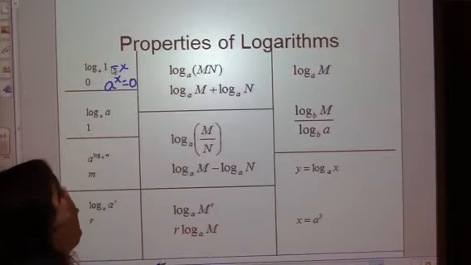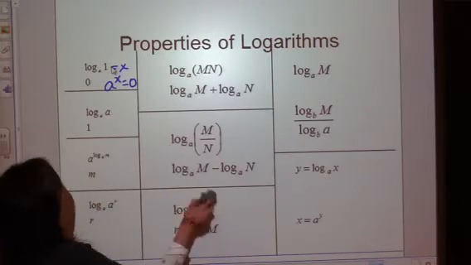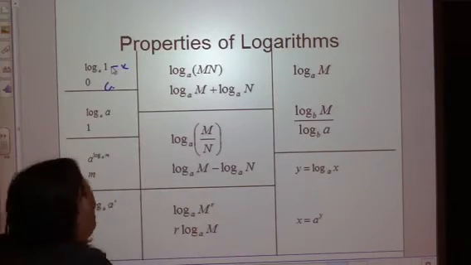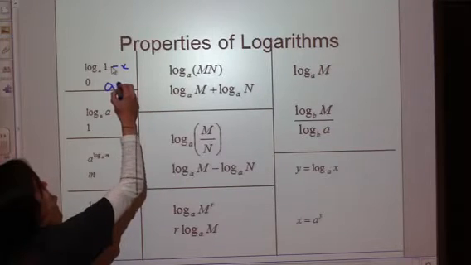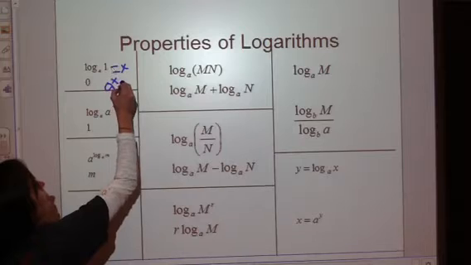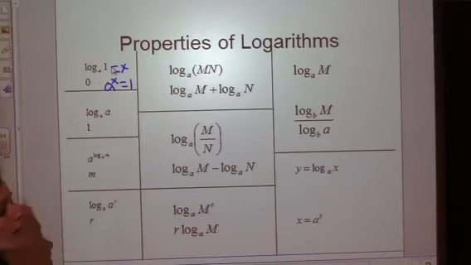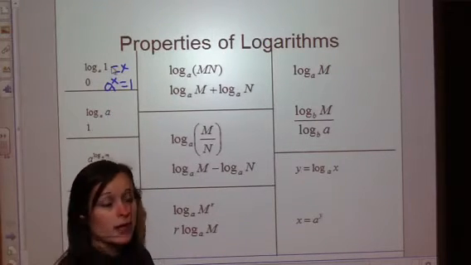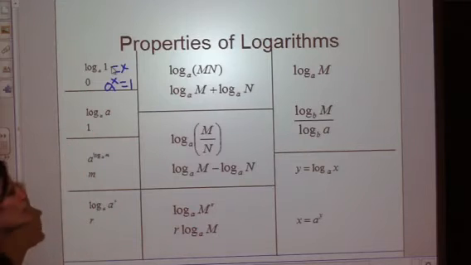Well, a to the 0 equals 1. A to the x, sorry, I don't know where 0 is coming from, equals 1. So anything to what power will equal 1? And the answer is 0, so that's why it's 0.